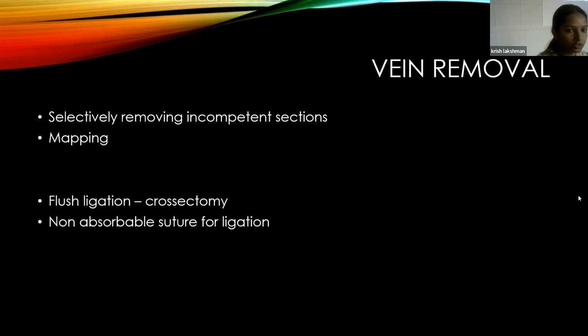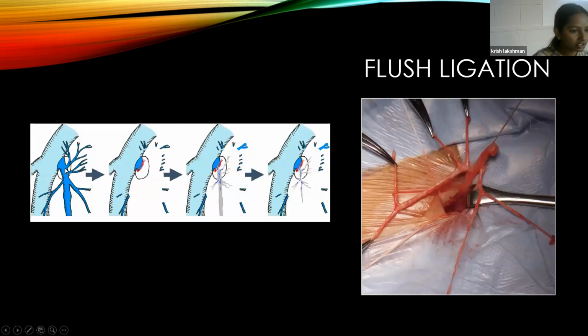So the procedure followed is flush ligation, which is a complete removal of the vein along with the tributaries. Near the junction where the superficial vein joins the deep vein, the vein is ligated close to the deep vein, and the tributaries of the superficial vein or the varicose vein are also dissected. This is flush ligation. As you can see, all the tributaries are also being separated. Then they will be removed along with this.